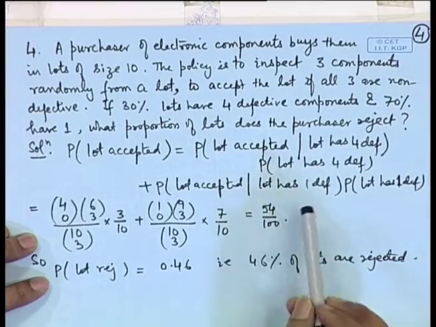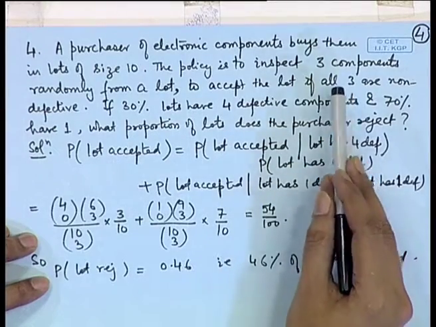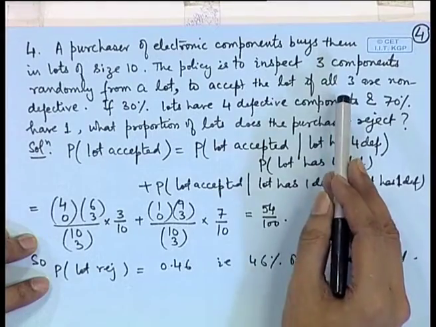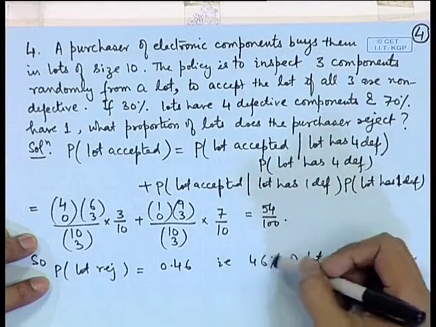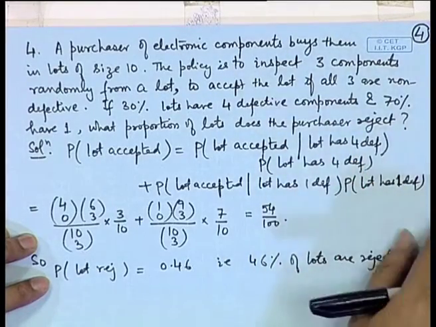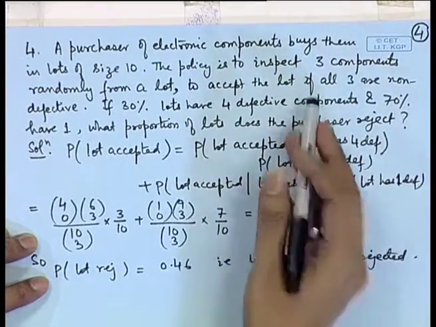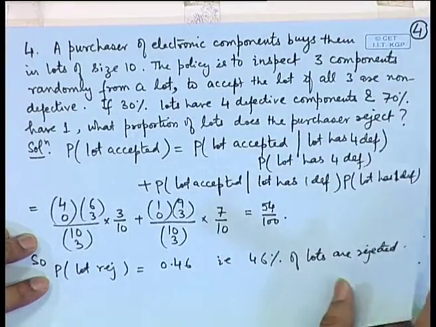So, 46% of the lots get rejected, which is quite high. Which is understandable because the person checks and each of the components which are checked must be all right, then only he will accept. So, the condition is relatively tough and therefore, almost 50% of the lots are actually getting rejected under these given conditions.